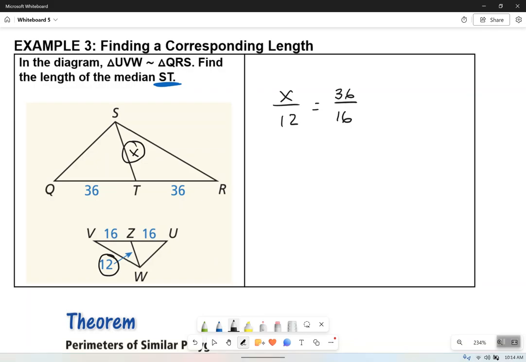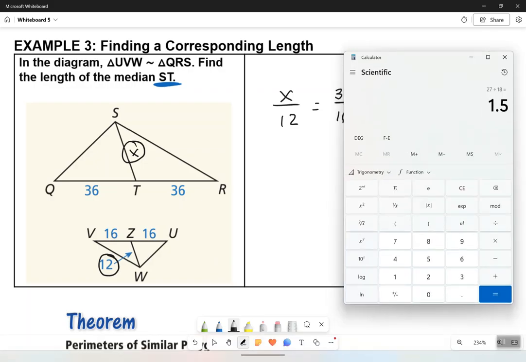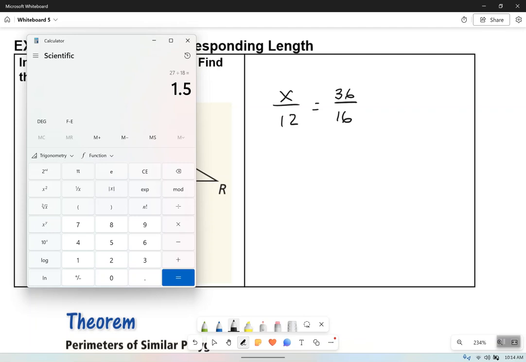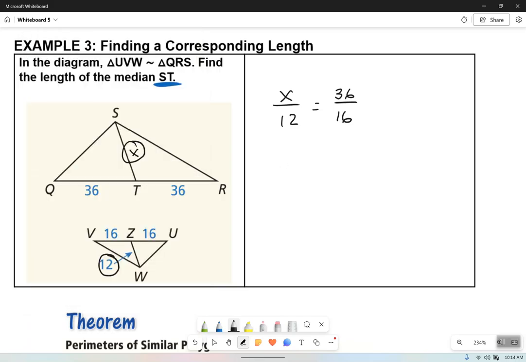Okay, let me pull my calculator. This is pretty easy, isn't it? Guys, tell me what to punch in. 36 times 12 divided by what? What do we get? So the median from S to T is what distance?